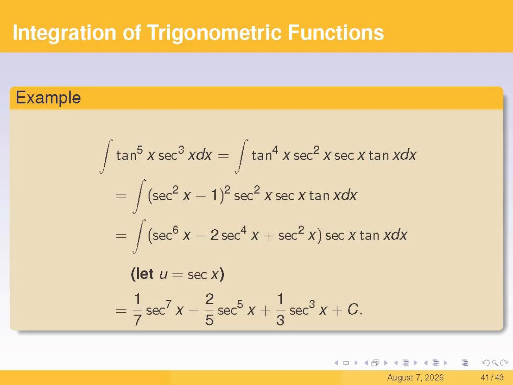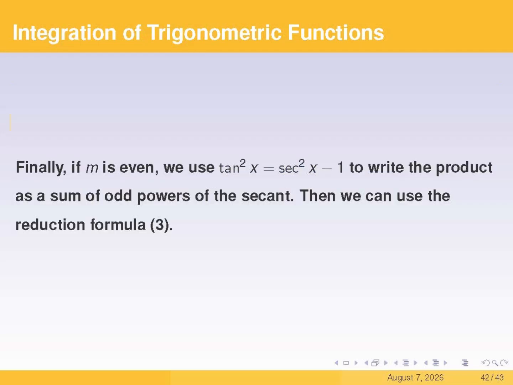When m is an even number, we can utilize the identity tangent x squared equals secant x squared minus 1 to convert the integrand tangent x to the mth power times secant x to the nth power into a sum of powers containing only secant x. At this point, we can apply the previously discussed reduction formula for the indefinite integral of secant x to the nth power to evaluate the integral of each term involving powers of secant x.